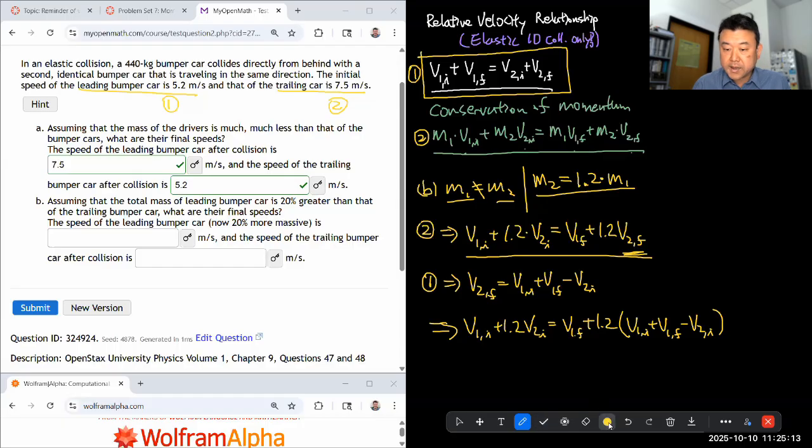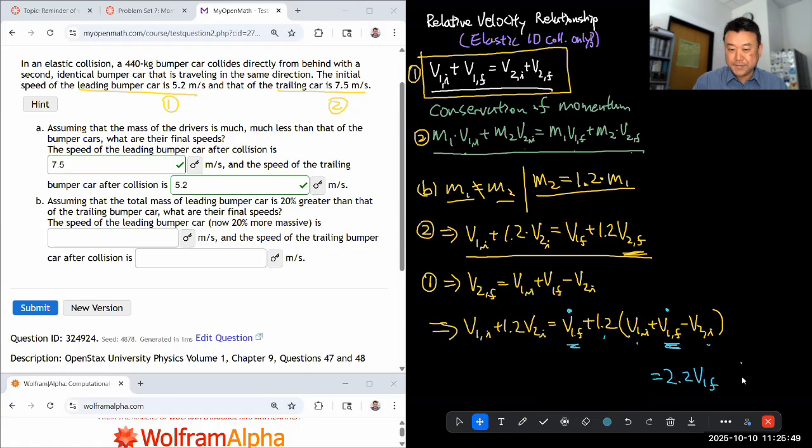So I need to solve for the v1 final, that's what I want to solve for. So I can imagine combining this and this, remembering the 1.2 here. So doing that will get me 2.2 v1 final. I've taken care of these two terms. All the other terms are known quantities, v1 initial, v2 initial. I should move it over to the other side so that I can simplify it. So let me move this over to the other side.